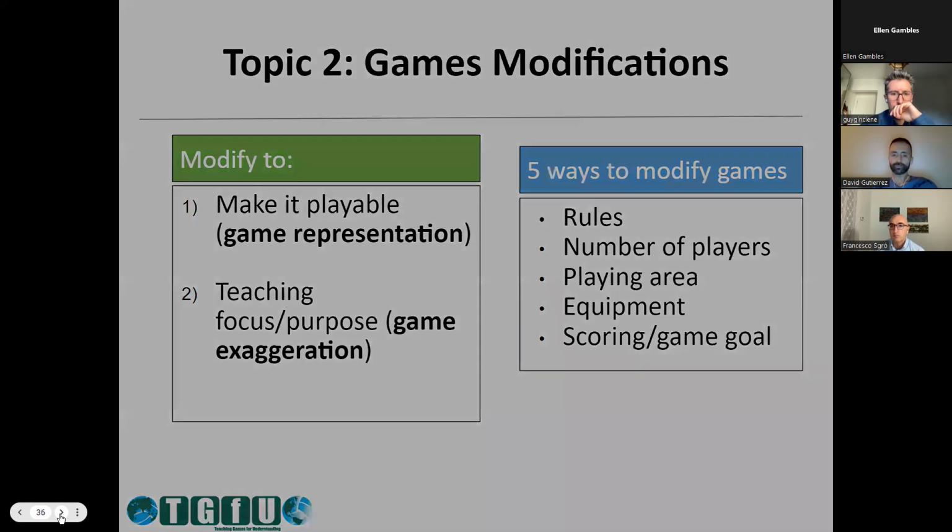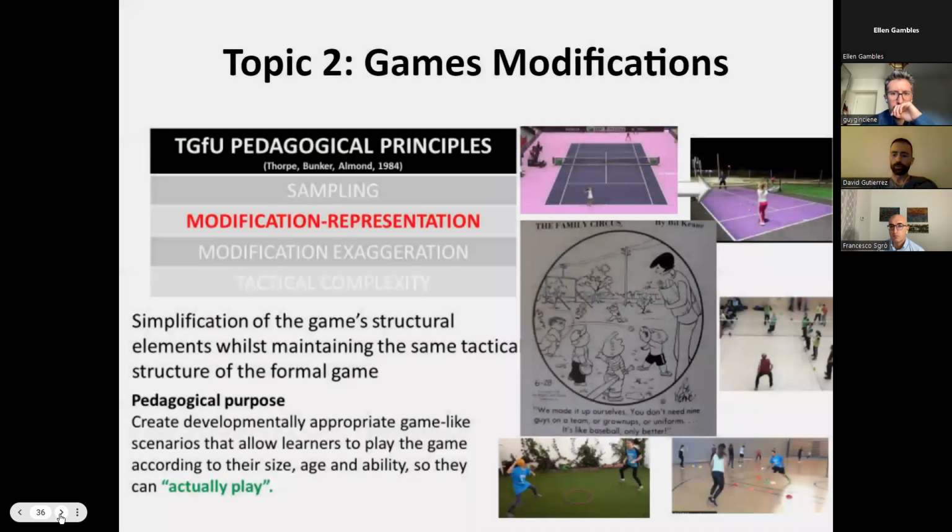So let's explain a little what is the modification by representation. I have to remember that the first purpose is to make it playable, to allow players to actually play. So both modification by representation and modification by exaggeration are part of the 4 TGfU pedagogical principles explained by Thorpe, Bunker, and Almond. And these 2 pedagogical principles are for designing modified games.